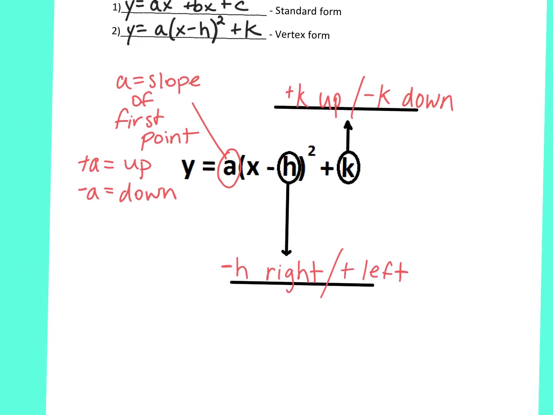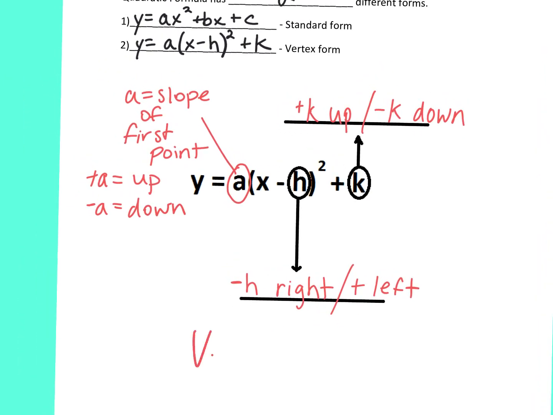Okay, and then last but not least, your vertex. Your vertex point is literally just h, k with the sign of h flipped, so negative h, k. So that's why we call this vertex form, okay? Because it literally gives us our vertex. So remember how the last time we had to find the line of symmetry and plug it back in. It was kind of a process to find that vertex. This one, it just gives it right to us.